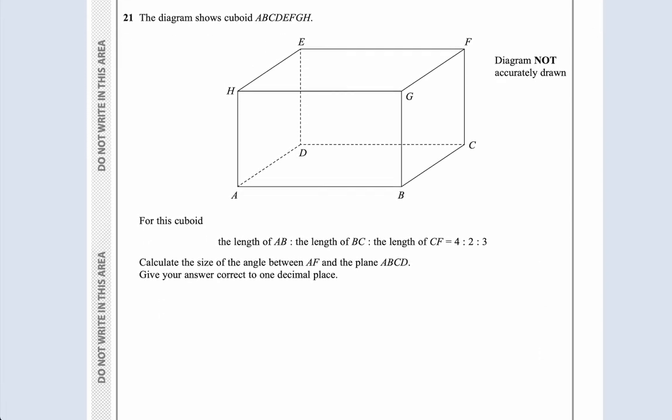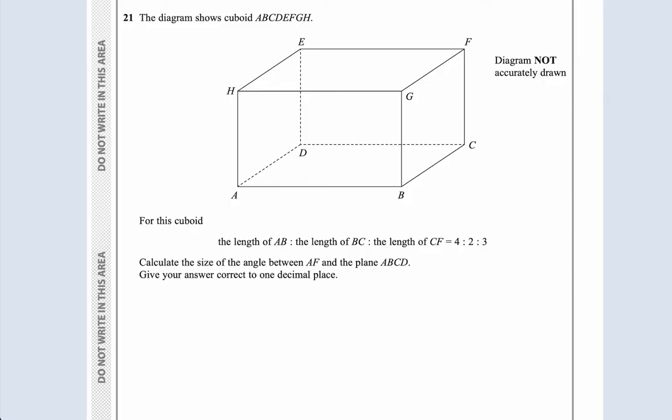Question 21. For this cuboid, the length of AB to BC to CF, so this to this to this, the ratio is 4 to 2 to 3. Calculate the size of the angle AF and the plane ABCD. Give your answer to one decimal place. Okay, so what on earth is he asking?